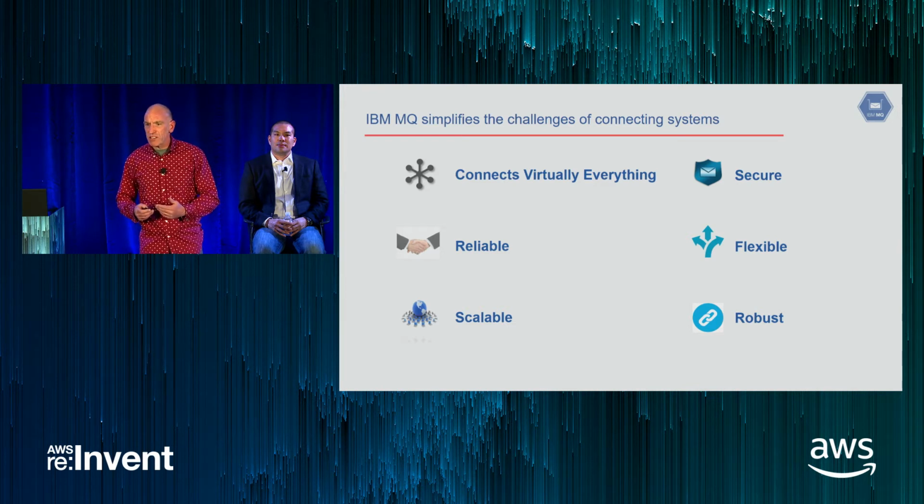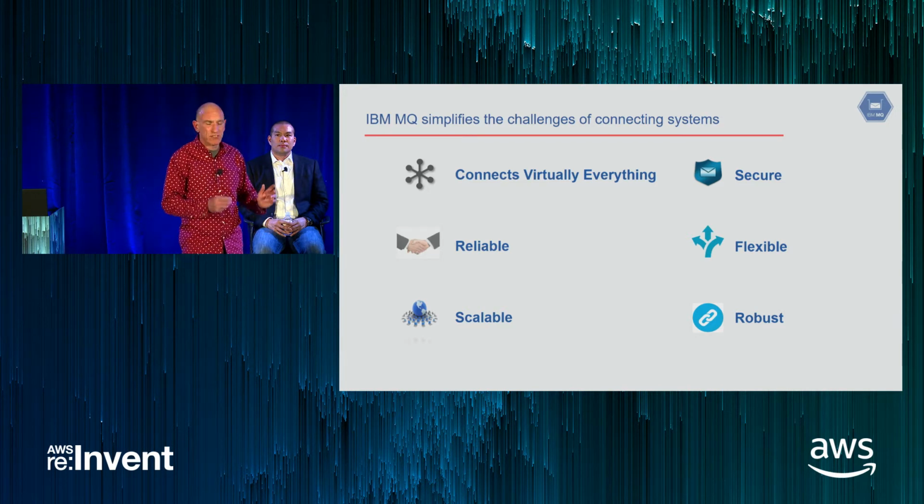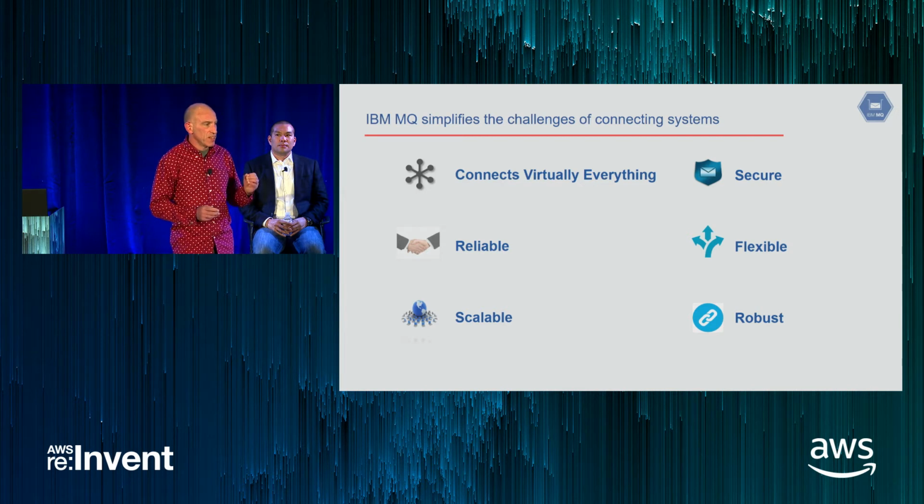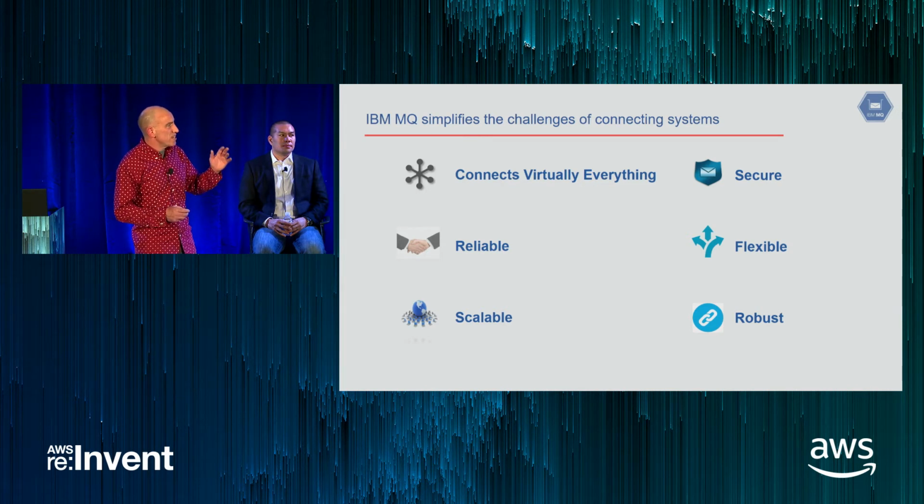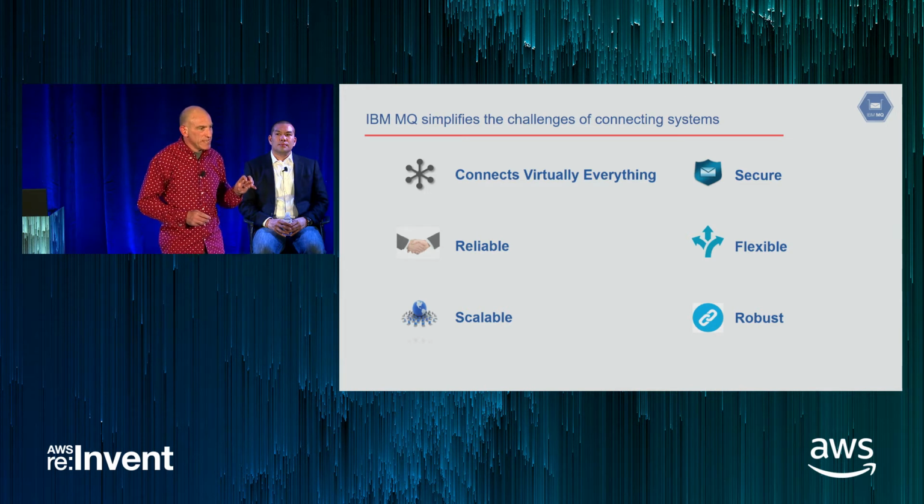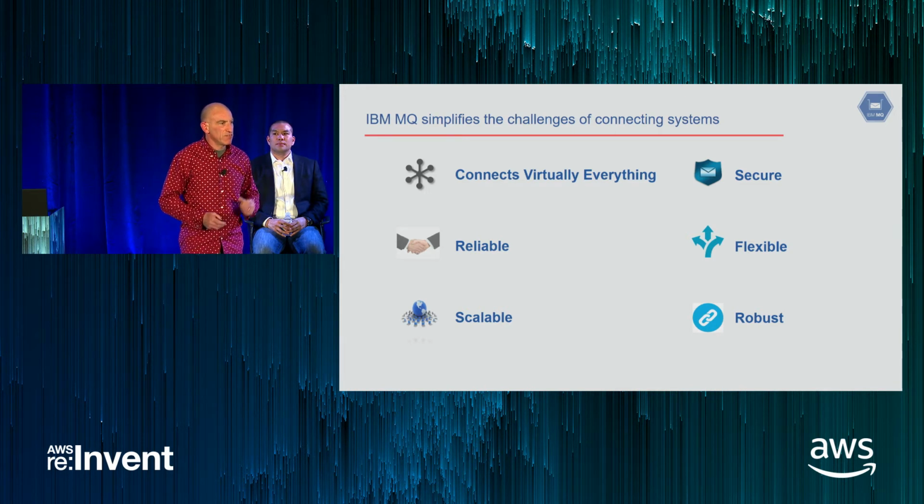The cloud to us is just another platform. It doesn't matter whether it's AWS, whether it's IBM, whether it's Google, whether it's Azure. It is just another platform to us that needs connecting. We need to be reliable, scalable, secure, flexible, and robust. And all those keywords underpin why we need something really, really secure underneath us.